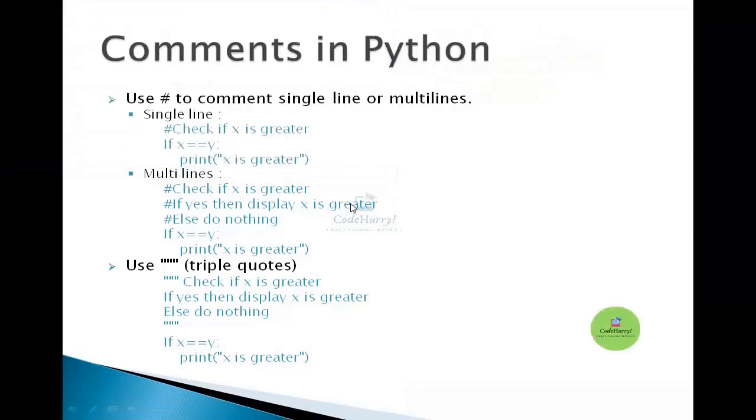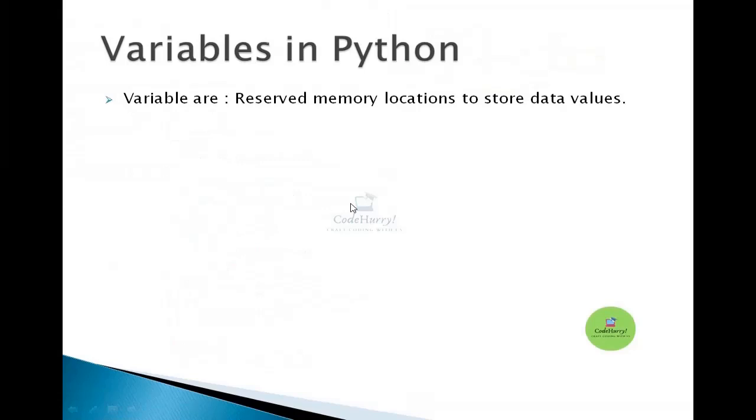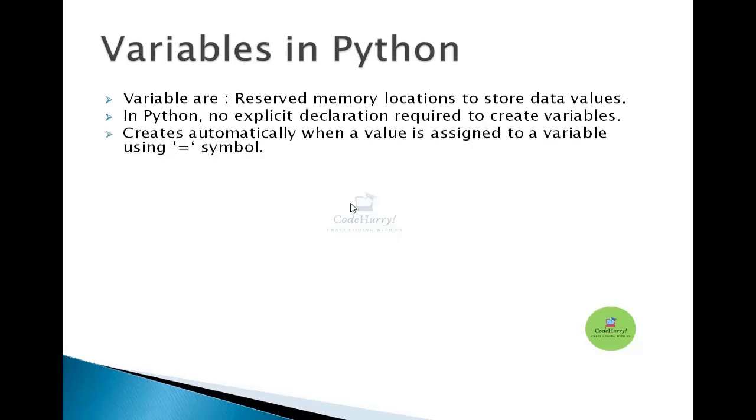So now that we have seen the comments, let's see what we mean by variables. Variables are reserved memory locations to store data values. That means whatever data values we want to store in memory, those data values can be indicated with some names. Those are called variables. In Python, no explicit declaration is required to create variables. The variables are created directly when we assign the value using an equal to symbol.